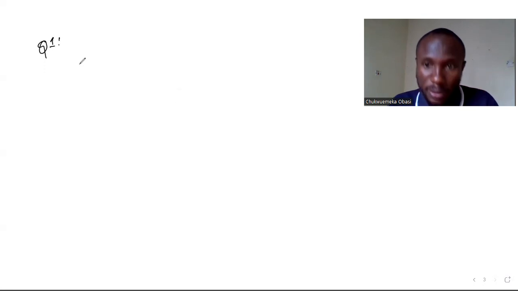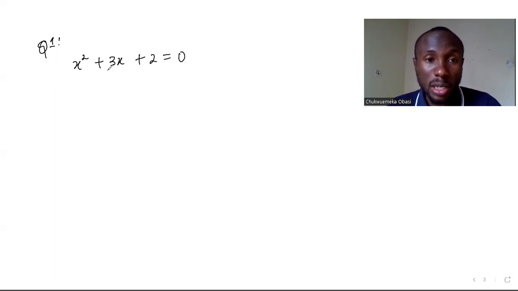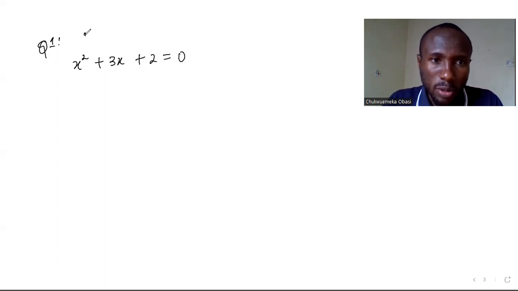We are given that I have x squared plus 3x plus 2 equal to 0. This is our first example for today's class. And this is a quadratic equation. As you can see, the highest power of the variable is 2. And you're also expected to get two solutions. And now we want to solve this problem using the formula method.